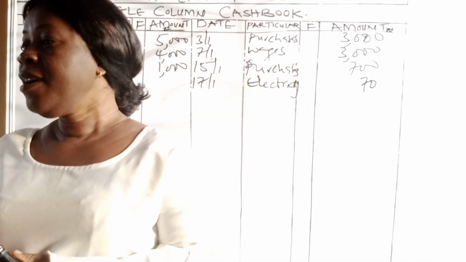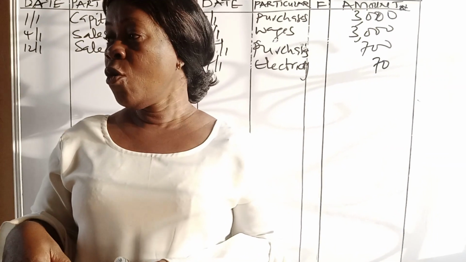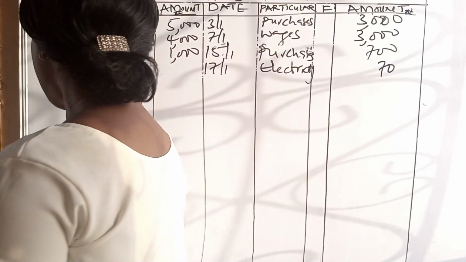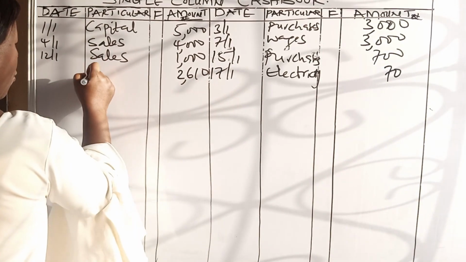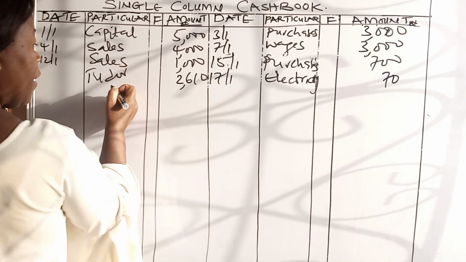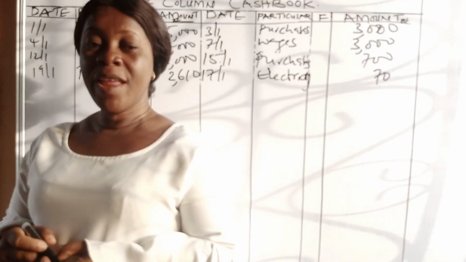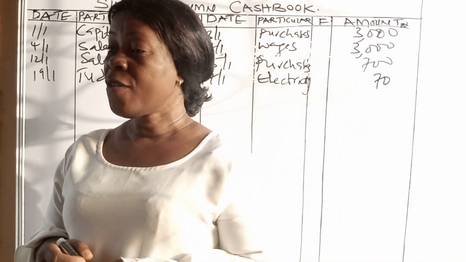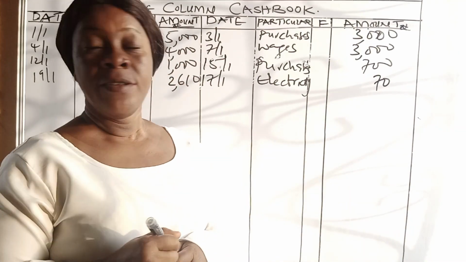January 19, received cash from Tudo. There is an inflow of cash, so the transaction will be recorded on the debit side. January 19, received cash of 2,610 from Tudo. January 21, bought stationery of 110 naira for cash. That's an outflow of cash, so it will be recorded on the credit side.